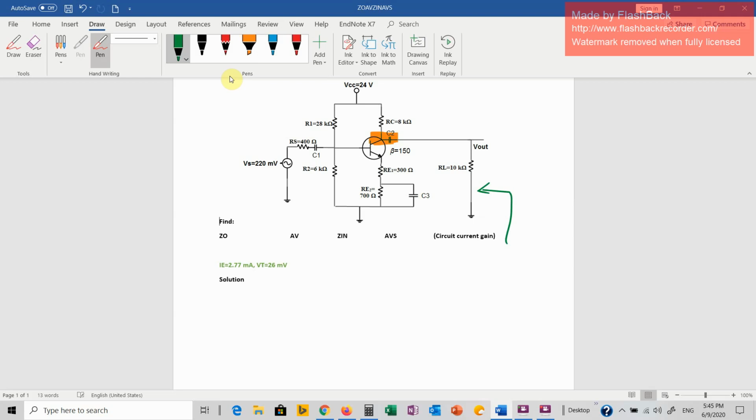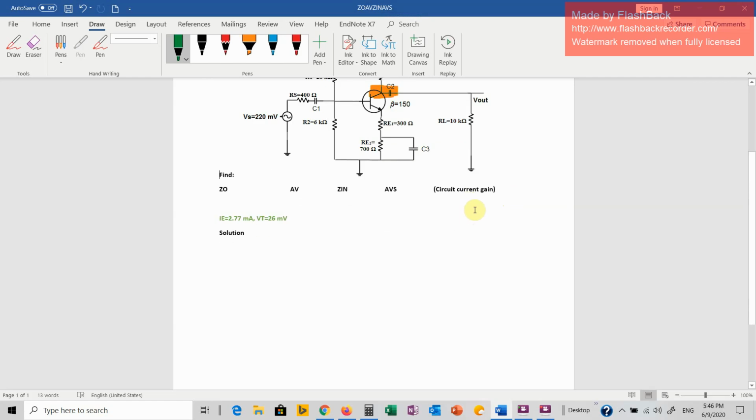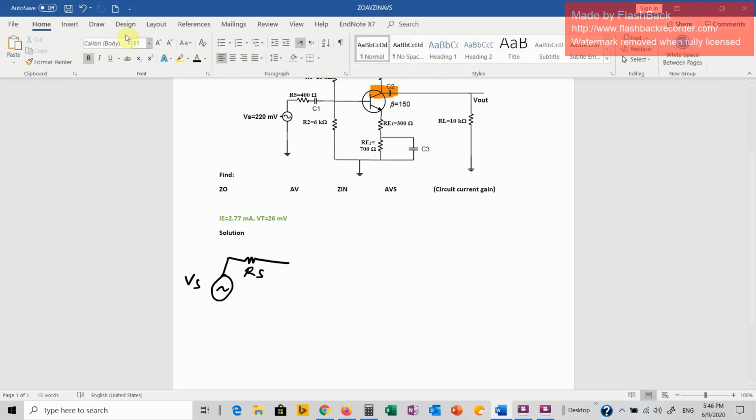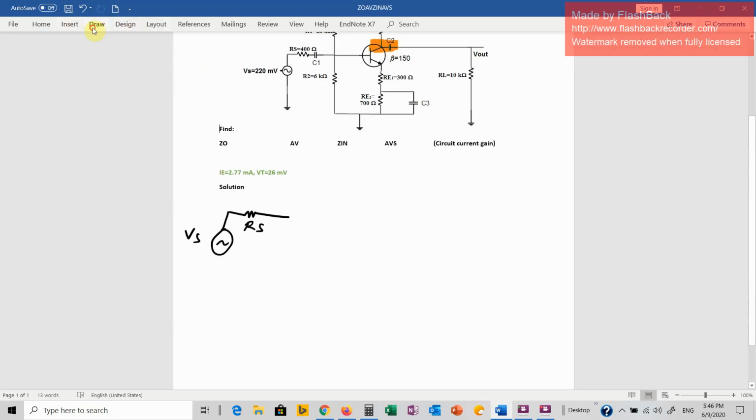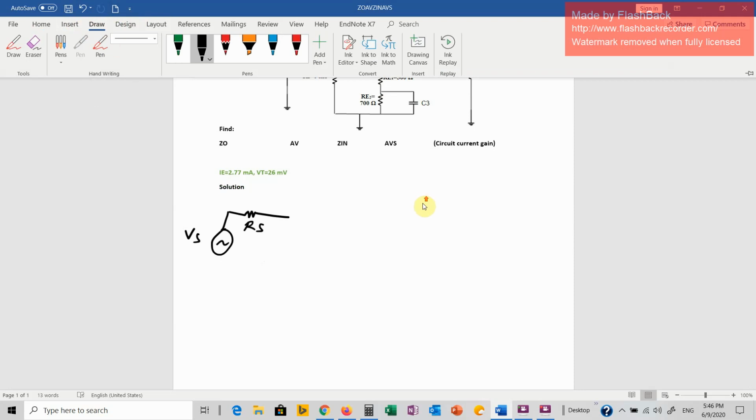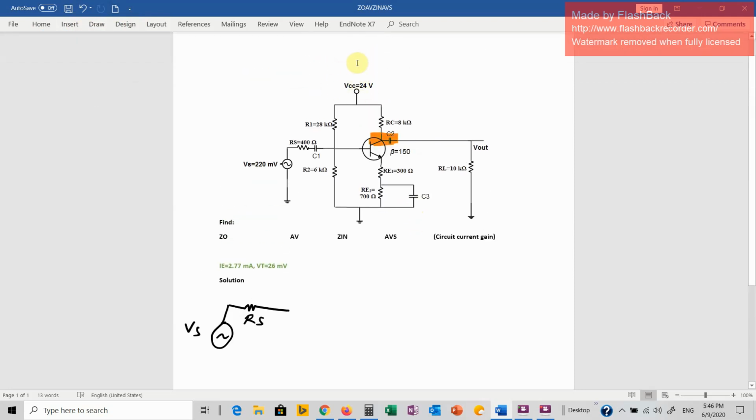Well, before tackling these parameters, let me plot this circuit in the AC equivalent circuit, and let me also plot the BJT transistor in AC mode using the hybrid pi model, and we will see how it's going to look. So this is VS, the AC source, and this is RS, and this is the capacitor, which is going to act like a short circuit. And here VC is going to be killed, right? This is how to draw the AC equivalent circuit.